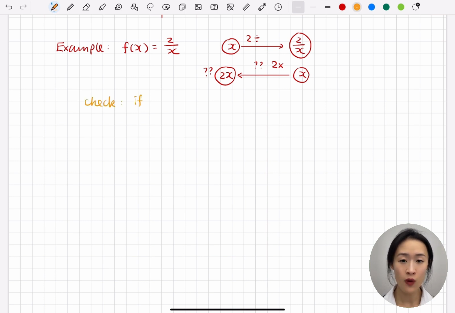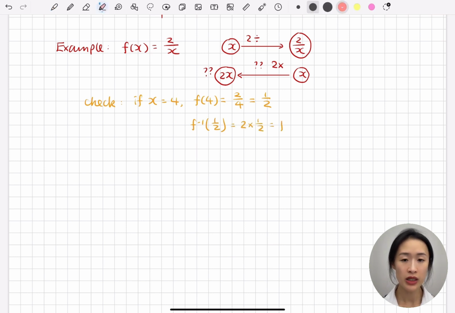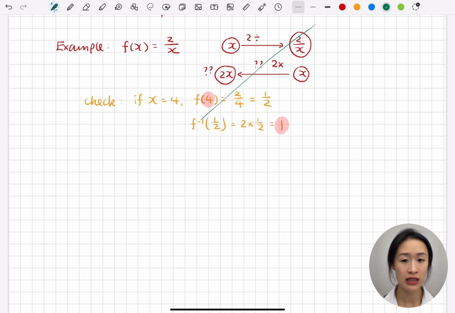Now, if x is 4, the output of f(4) is going to be 2 over 4, which is a half. Now, what is the f inverse of a half? Will that be 4? Now, I do a half times by 2. That gives me 1. These two numbers don't equal to each other, so I know this is incorrect.